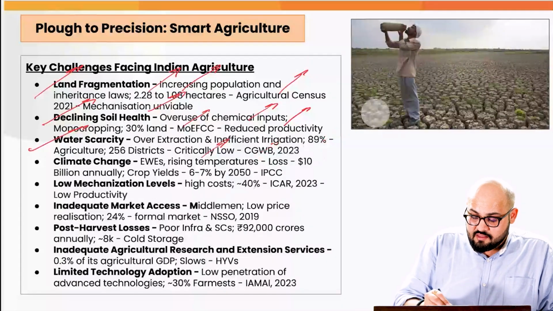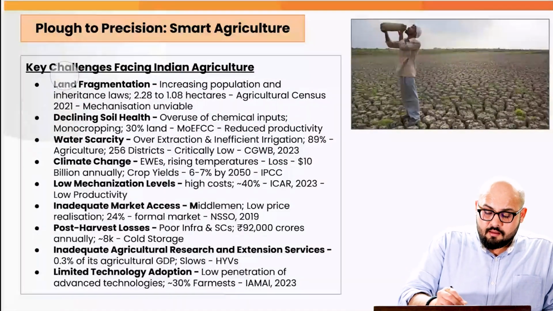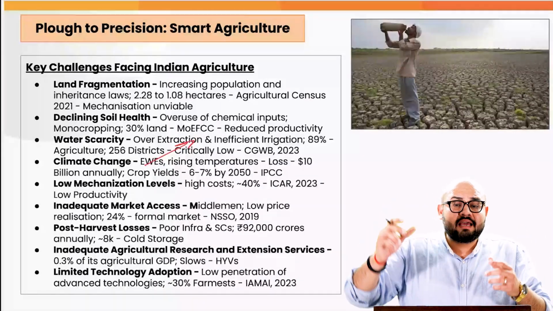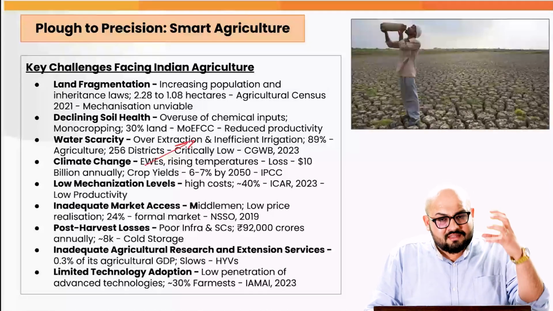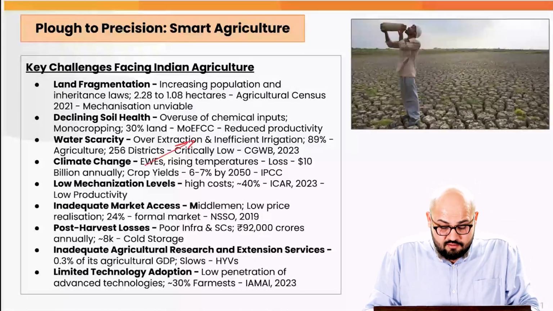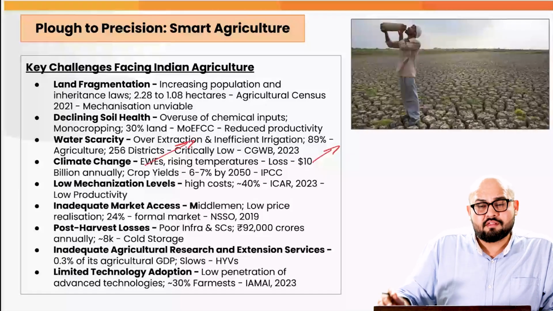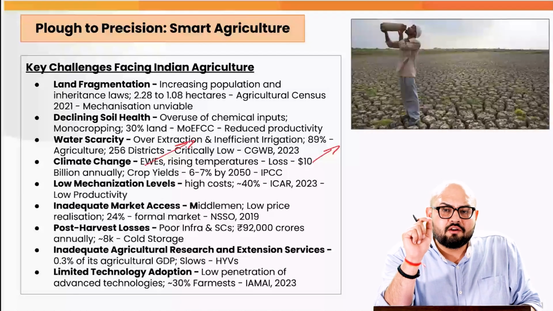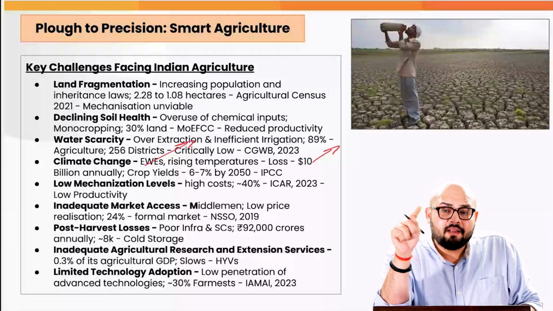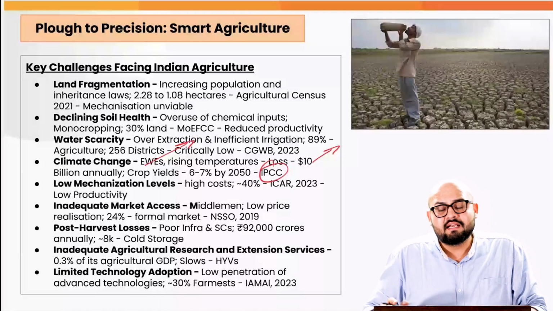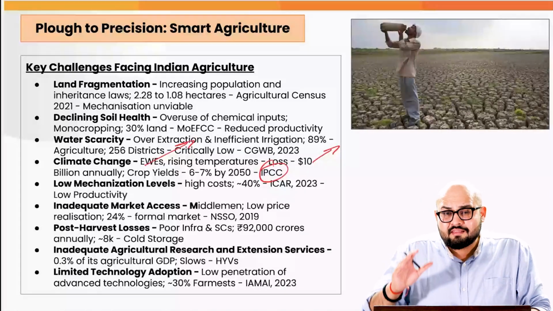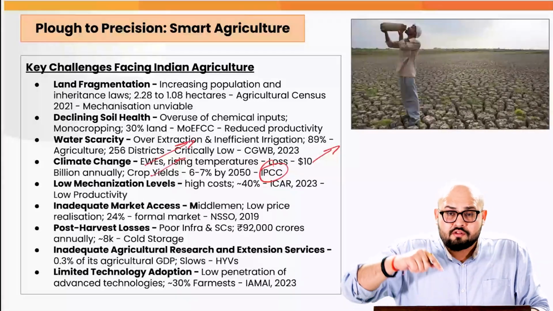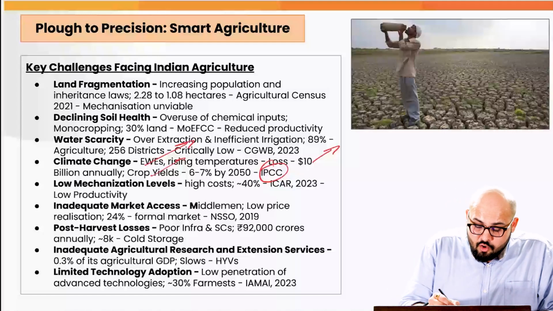The next issue is that of climate change. We have been witnessing the ill effects of climate change, be it extreme weather events, erratic rainfall, the increase in the intensity and frequency of extreme weather events, or droughts. That has a tremendous effect on agriculture. We have data also given by the Economic Survey, which says that annually there is a loss of around $10 billion to Indian agriculture because of climate variability. Next is data provided by the Intergovernmental Panel on Climate Change, IPCC, which says that by 2050, crop yields would reduce by almost 6 to 7% because of this variation in climate change.